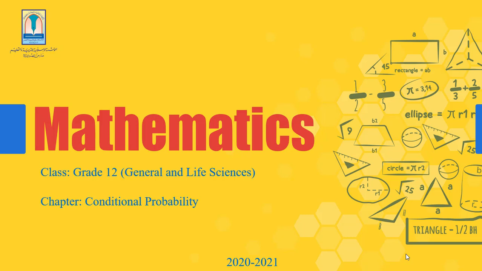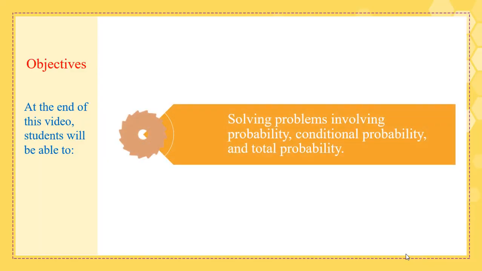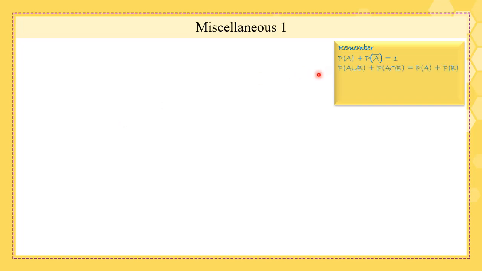Today we're not going to take something new, but we're going to solve the problems concerning probability and conditional probability. Let's begin with the first problem. We have to remember P of A plus P of A bar is 1, P of A union B plus P of A intersection B is P of A plus P of B.